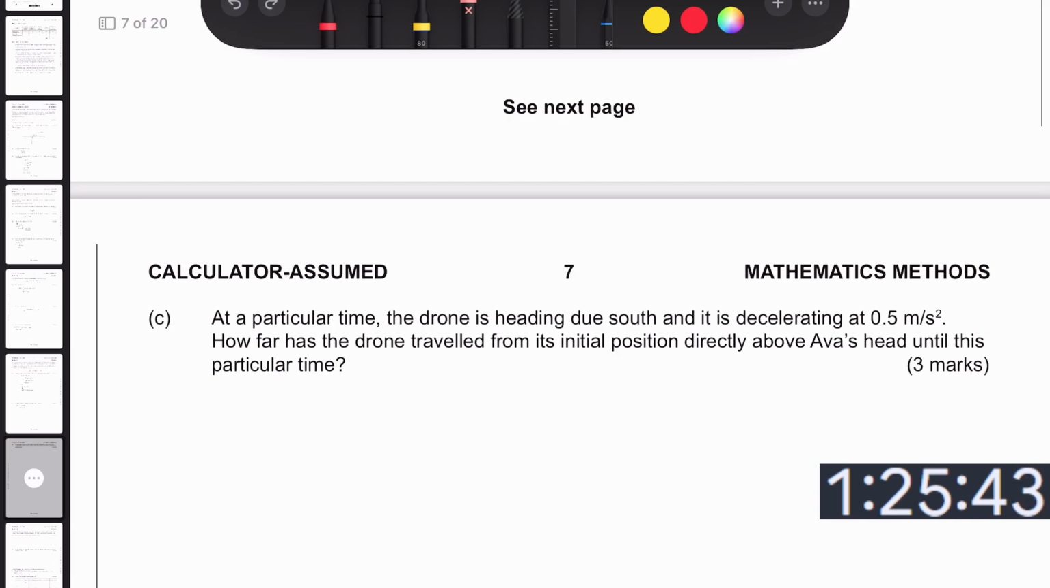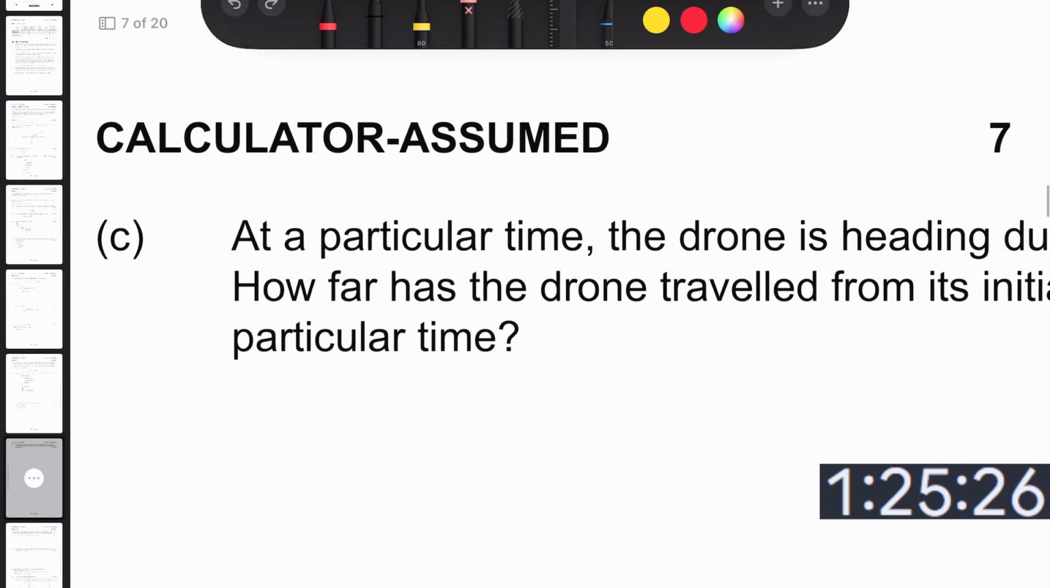At a particular time, the drone is heading due south and it's decelerating at 0.5 meters per second squared. How far has the drone traveled from its initial position directly above Ava's head until this particular time? Decelerating at 0.5. So let's see.